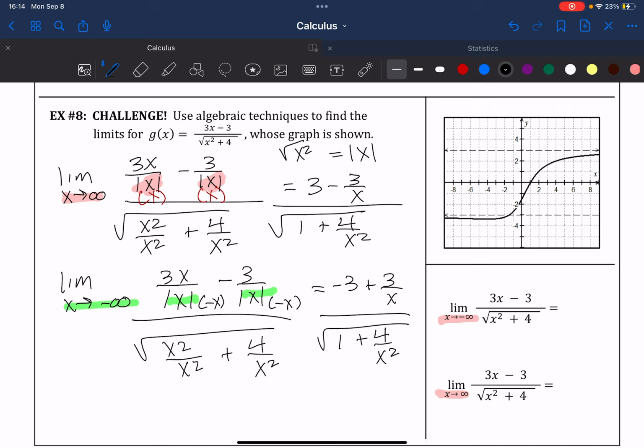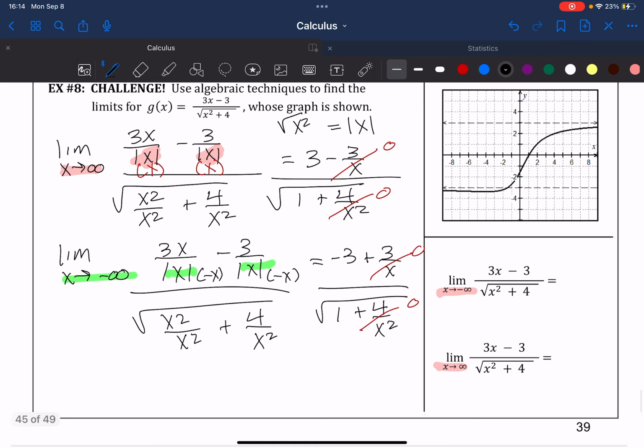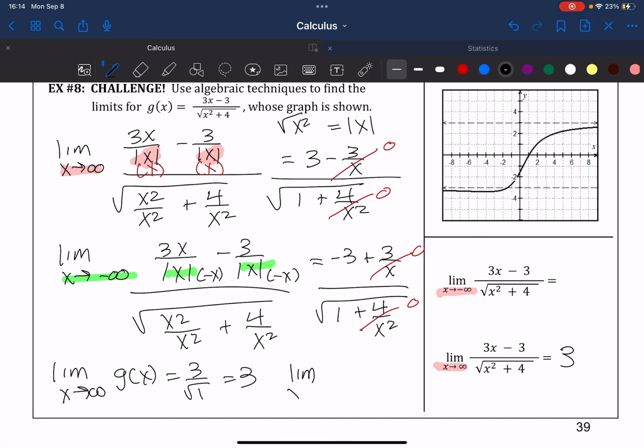Okay. Anything with an x in the denominator we know is going to approach 0. So this goes to 0, so does this. So that means for the limit as x approaches infinity of g of x, we get 3 over the square root of 1, which is 3. And then for the limit as x approaches negative infinity of g of x, we get negative 3 over the square root of 1, which is negative 3.